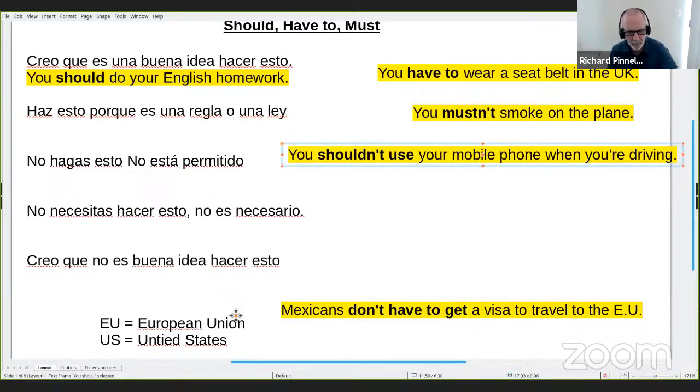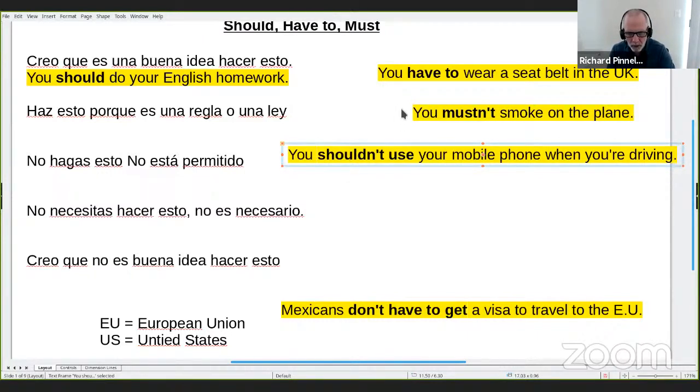Hold on, because I have a problem with my... Let's have a look at the chat on here. Yeah, Nelson has the correct answer. Just let me get the chat. I've got a problem with... Tengo un problema con el chat. No veo. But I think Nelson has the correct answer. You have to wear a seatbelt.